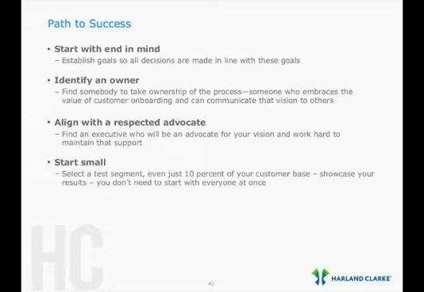So as we started small and we selected the test segment, we started with just 10% of our customer base, and that's evolved now where we've got everybody involved, all of our customers in the onboarding program with a very, very small control to still ensure that we're doing the right thing. But overall, it's evolved to a full-fledged program for us.